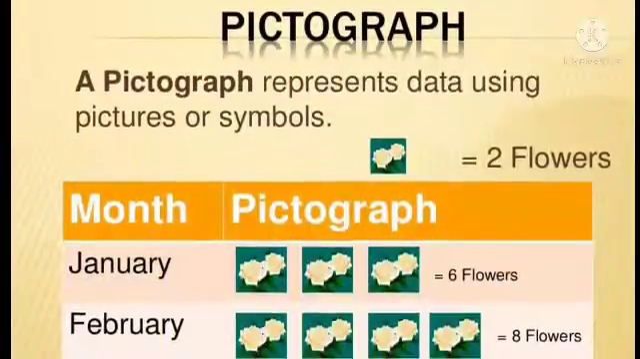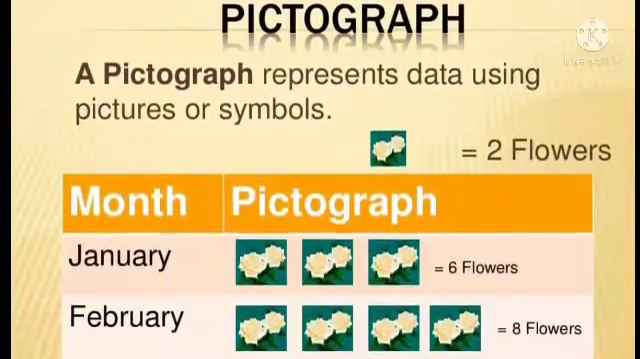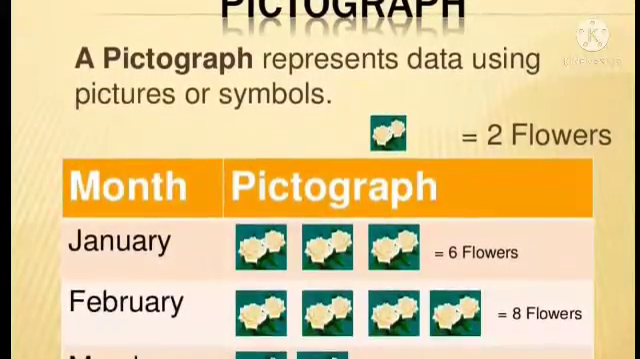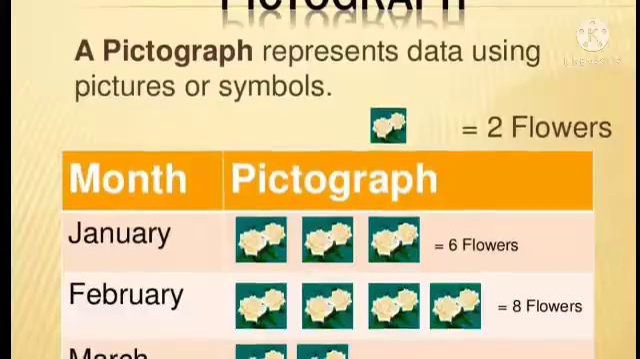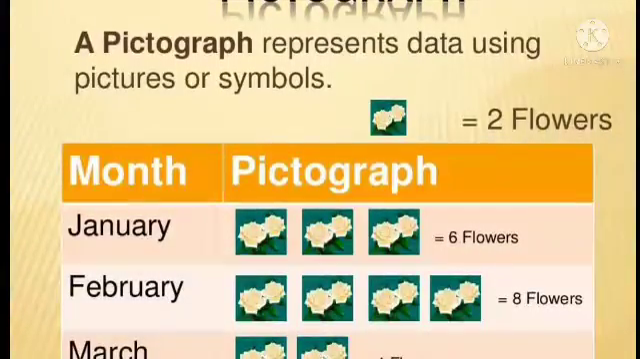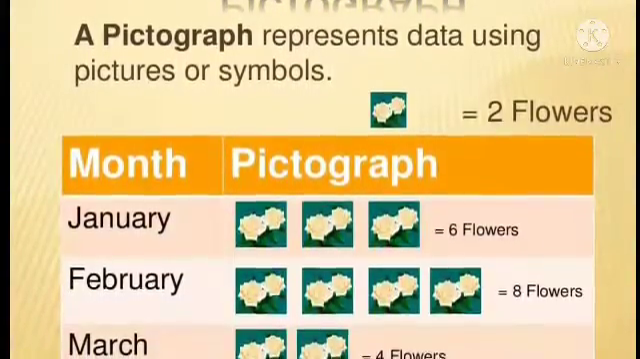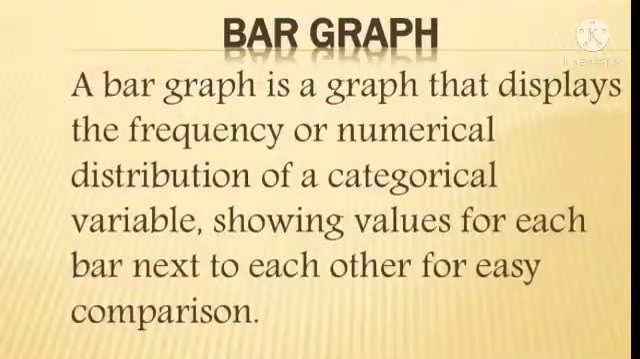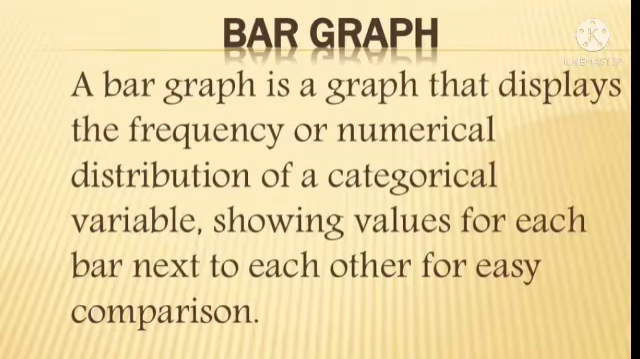The next subtopic is pictograph. A pictograph represents data using pictures or symbols, as shown. Next one is a bar graph. A bar graph is a graph that displays the frequency or numerical distribution of a categorical variable, showing values for each bar next to each other for easy comparison.